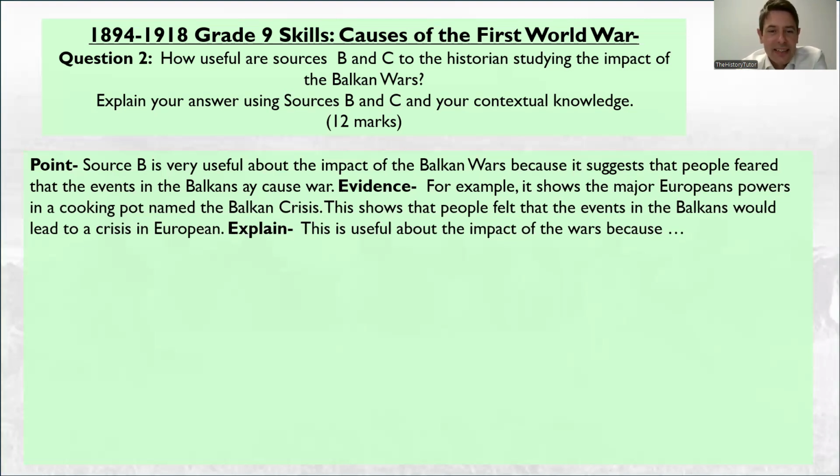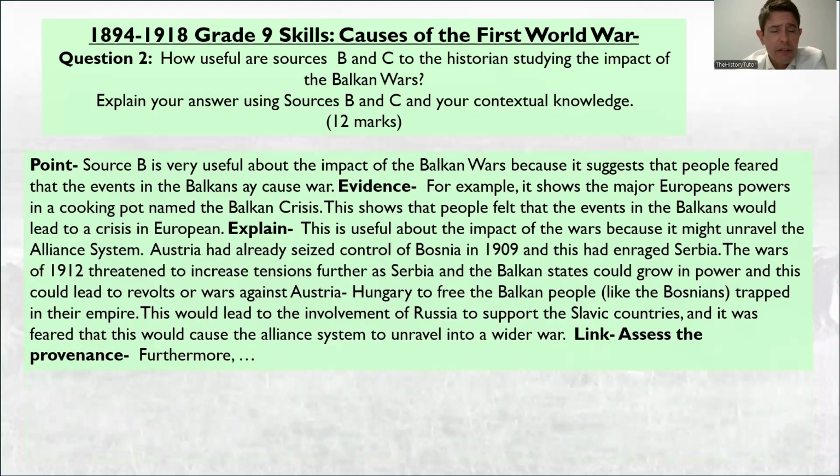Okay, got an idea. So this is useful about the impact of the wars because it might unravel the alliance system, of course. Austria had already seized control of Bosnia in 1909, and this had enraged Serbia. Okay, really quite important to come back to the 1909 Austrian-Bosnian crisis. Quite a good event to talk about.